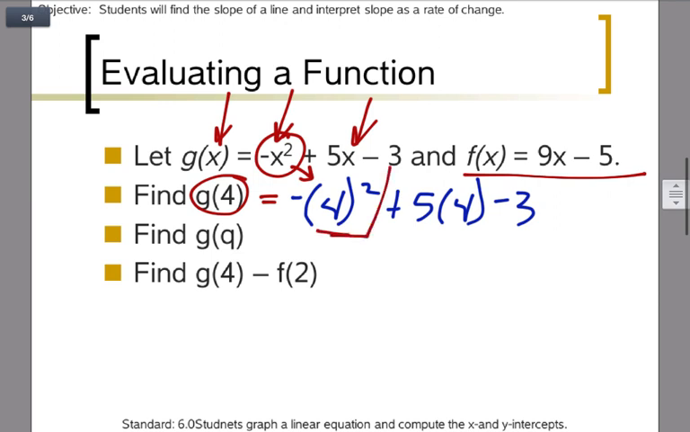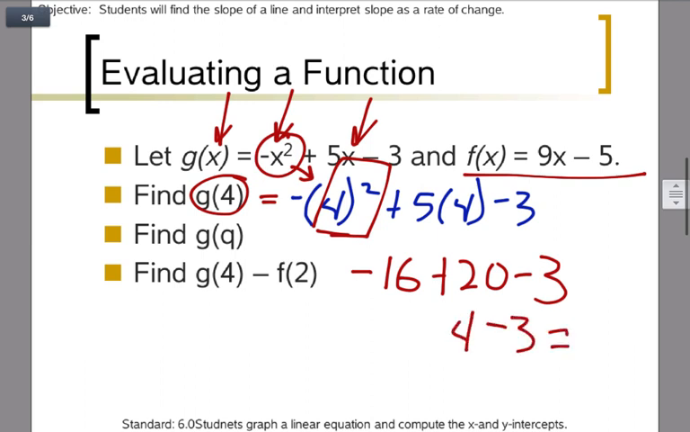And then once you do that, you just simplify. So I do 4 squared first. Don't do negative 4 squared. It's 4 squared, so it's negative 16 plus 20 minus 3. And then you go ahead and further simplify. You get 4 minus 3 equals 1. Your final answer for that problem is 1. So g of 4 equals 1.